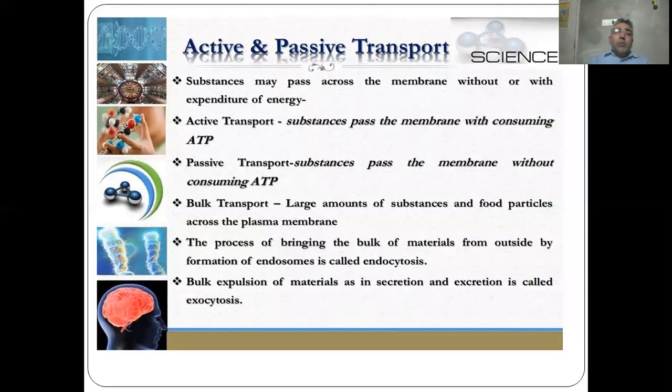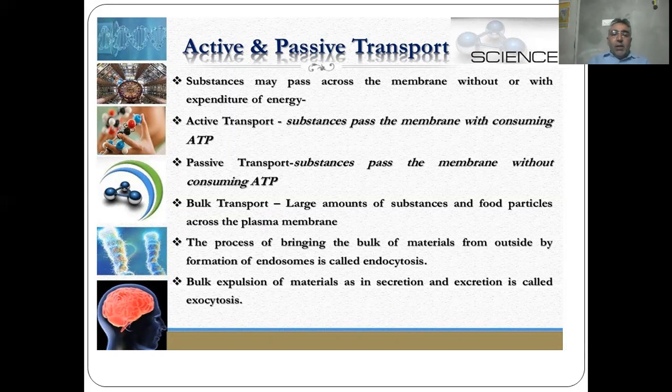The transport may be of two types: active and passive transport. In active transport energy is utilized, and it is the movement of substances from low concentration to high concentration. In passive transport, the movement of substances is from high concentration to low concentration and no energy is utilized. Substances may pass across the membrane without or with the expenditure of energy. Active transport: substances pass the membrane by consuming energy in the form of ATP.